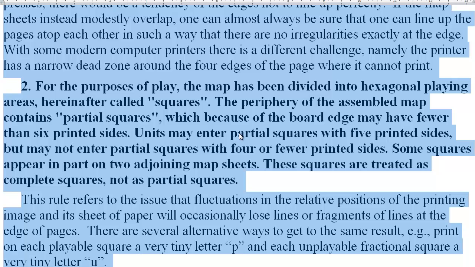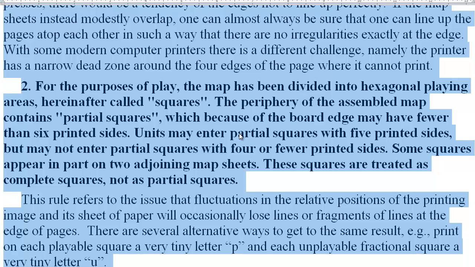There are also partial squares which are partial because the maps on adjoining pages have been printed as though they overlap. Once you finish assembling the map, those partial squares turn into full squares and are treated as full squares.